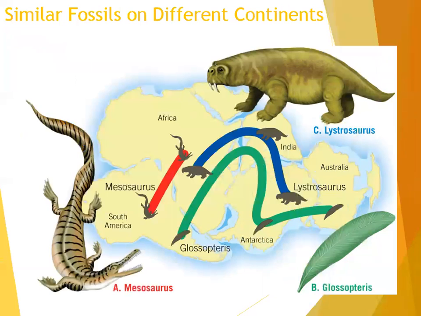If you look, you can see where these fossils were found. And the Mesosaurus was found between South America and Africa. It is a small, yes, aquatic, but freshwater aquatic, so it couldn't have swum across the ocean, reptile. It lived about 260 million years ago.